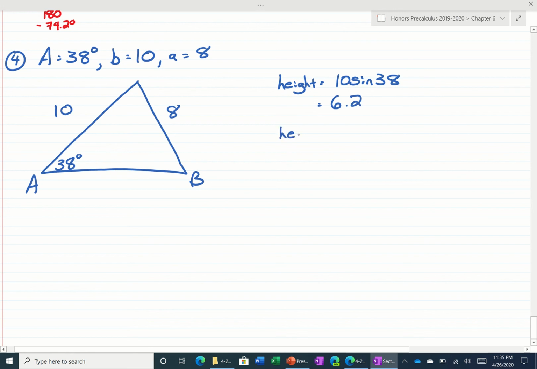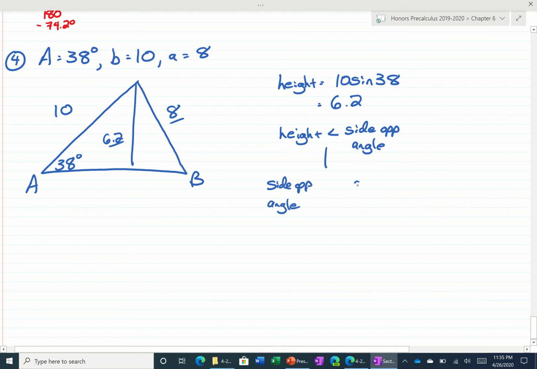So the height, 6.2, is smaller, you always look at this side, than the side opposite the angle. So the next step that you do is you compare the side opposite the angle with the other side. 8 is smaller than 10. If you have that scenario, unfortunately, we have another two-triangle solution.